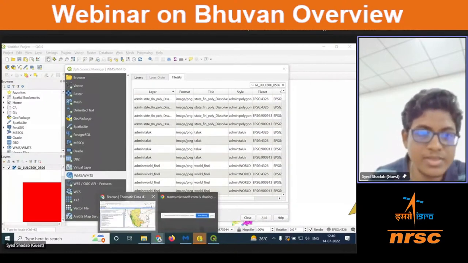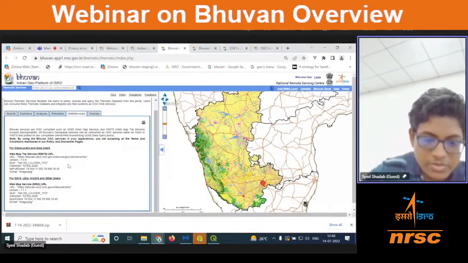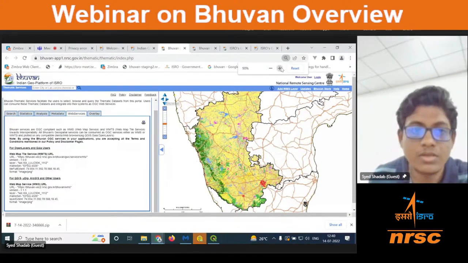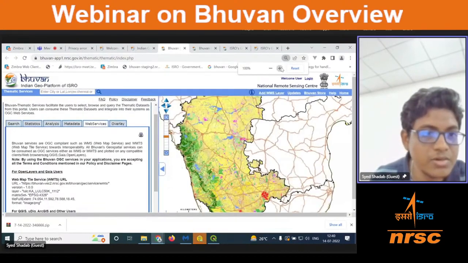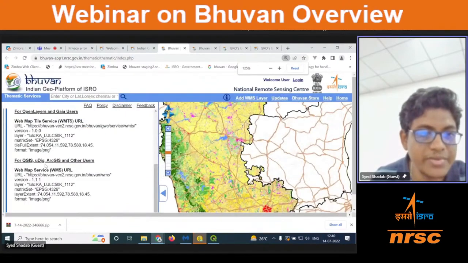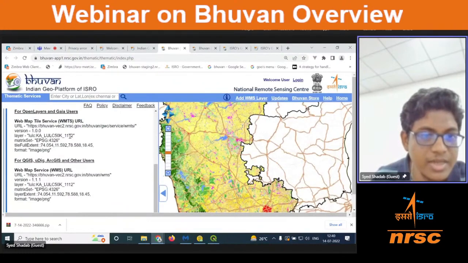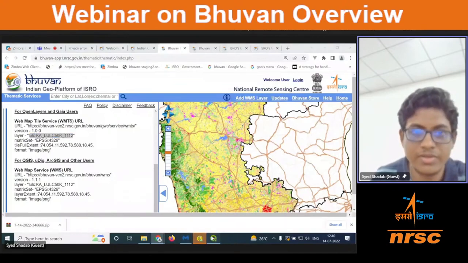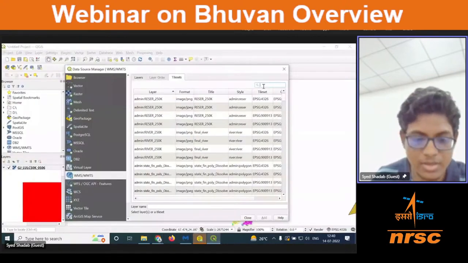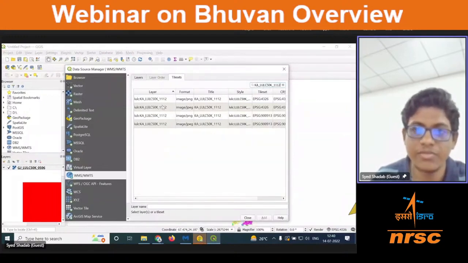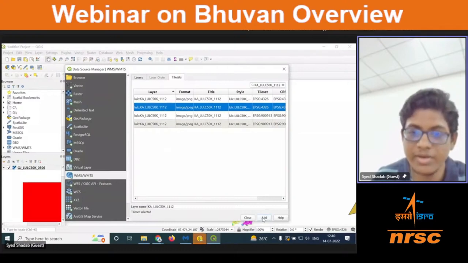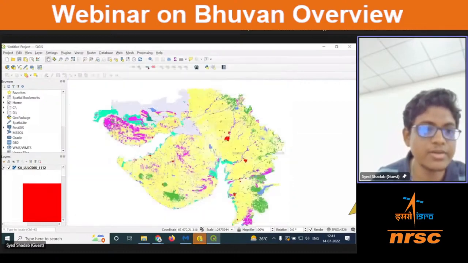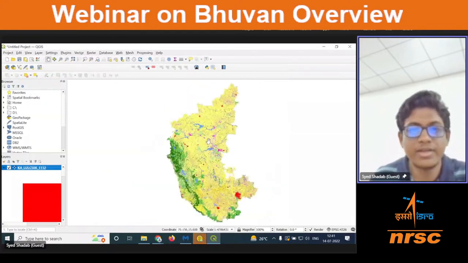Since this is Karnataka, see here the layer name we are giving. If I zoom in there, is it visible? The layer is LULC colon KA underscore LULC 50K underscore 11 12. So this is basically the LULC of Karnataka 50K for 2011-2012. We have to search for the layer here. Here is a search box. If you search here, you will get the list. You have to select the layer and click on Add. It has been added. If you right click and zoom to the layer, you will be zoomed to that Karnataka layer.